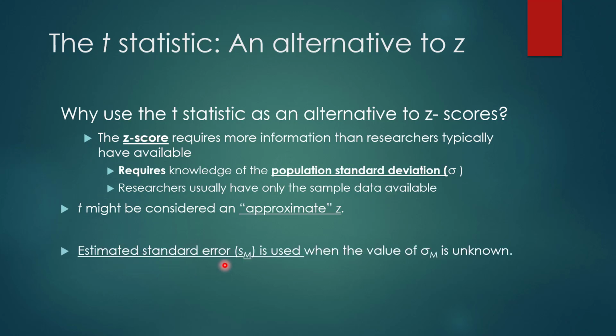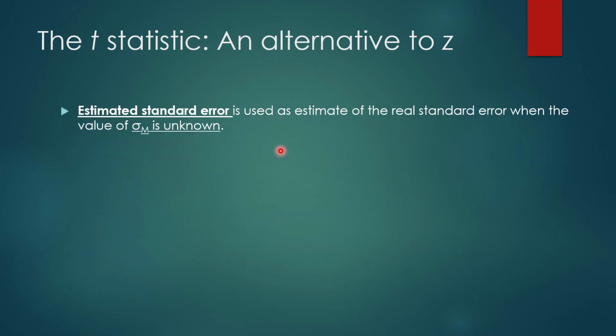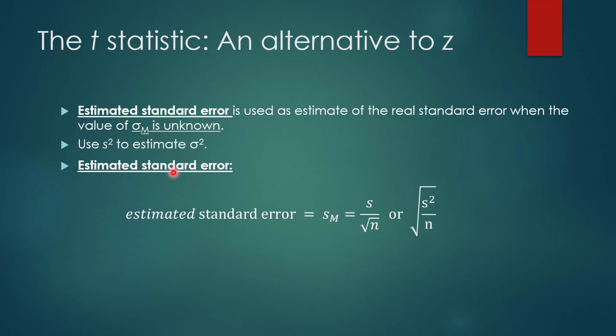The estimated standard error, notated as this for the sample, is used when our population standard error of the mean is unknown. Again, this estimated standard error is used as an estimate of that real standard error when the value is unknown. So we use s squared, our sample variance, to estimate our population variance. This formula should look pretty similar. All we're doing is taking the sigma and replacing it with an s.